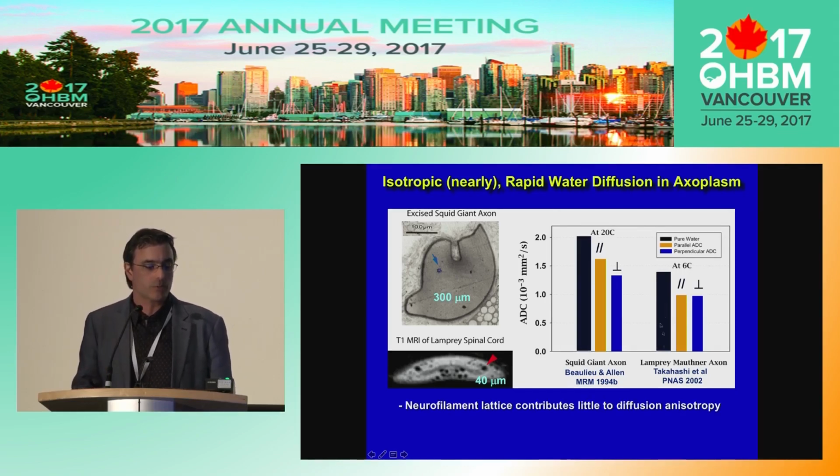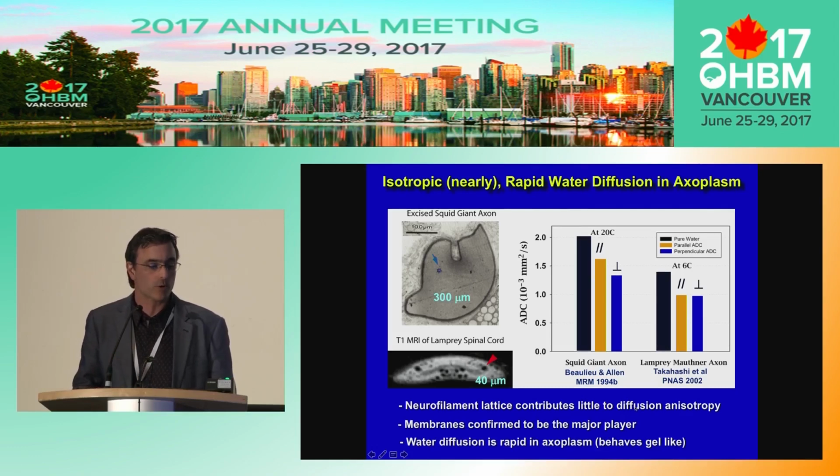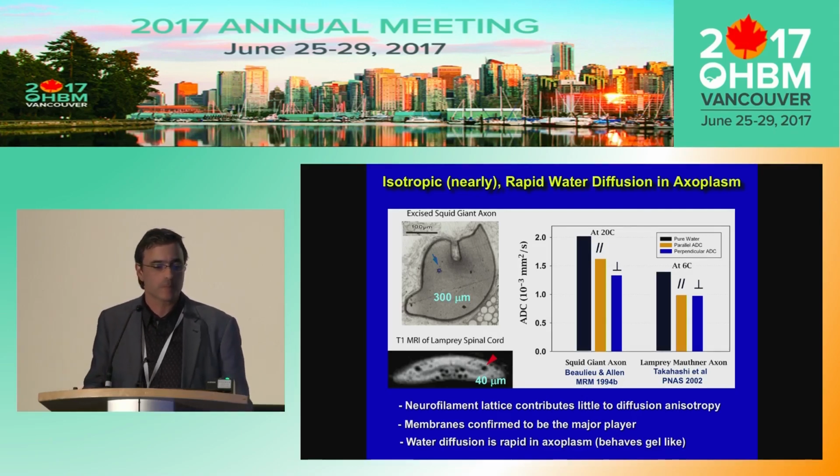So the conclusions from this study were that the neurofilamentary lattice contributed very little to diffusion anisotropy, that membranes confirmed to be the major player, coupled with that previous Garfish work, and that the water diffusion was very rapid in the axoplasm. So inside of the axon, the water is actually moving around very rapidly, sort of like a gel.